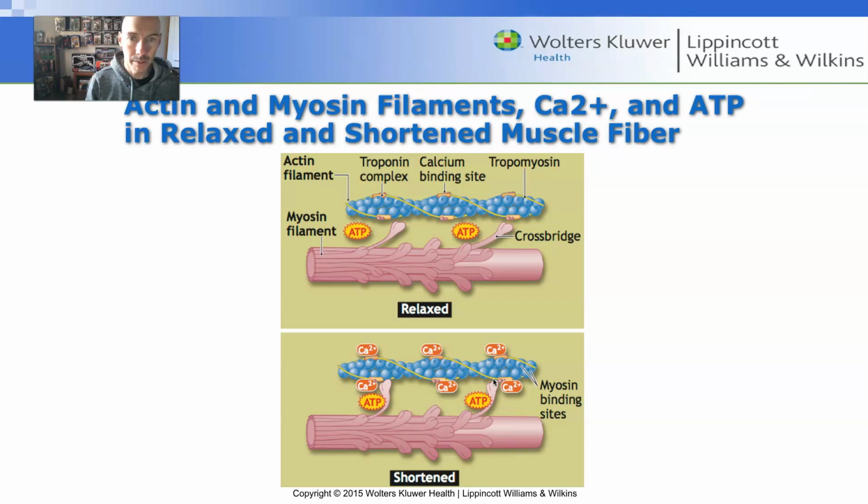And really this shows us the importance of us having adequate calcium levels in our body. Not only would depleted calcium have a negative impact on bone health, depleted calcium can have a negative impact on muscle contraction.